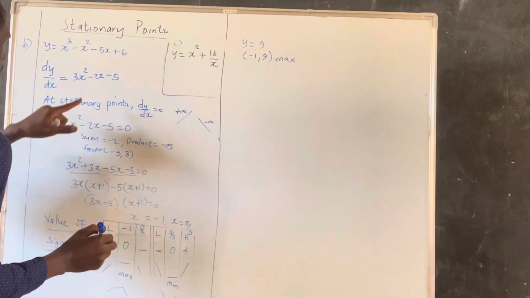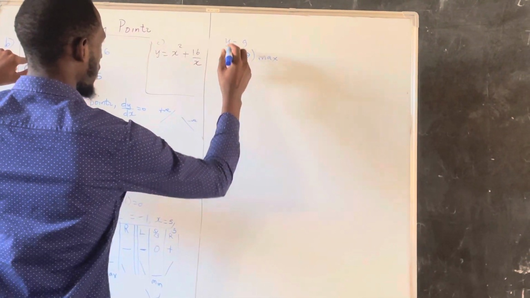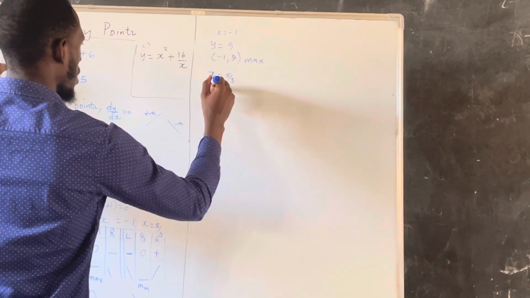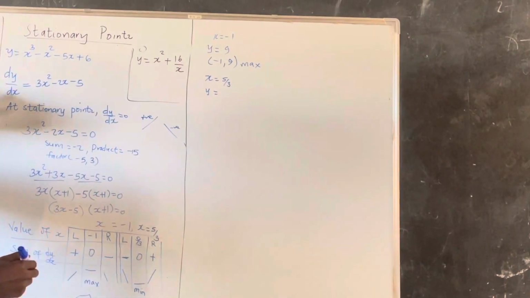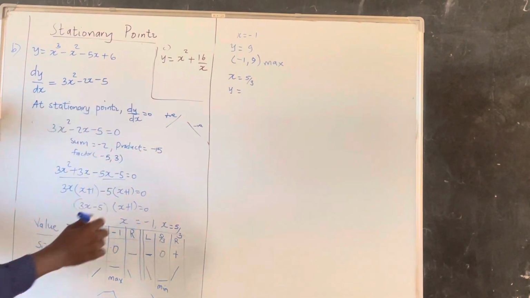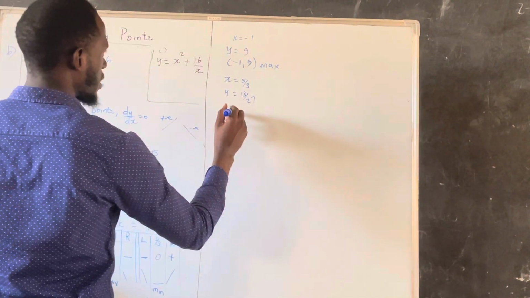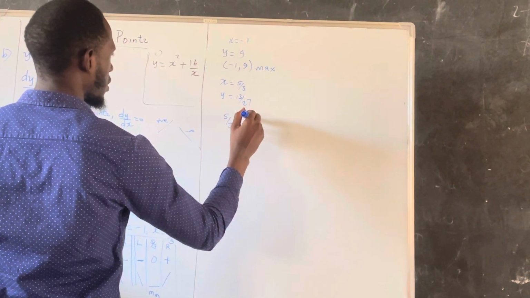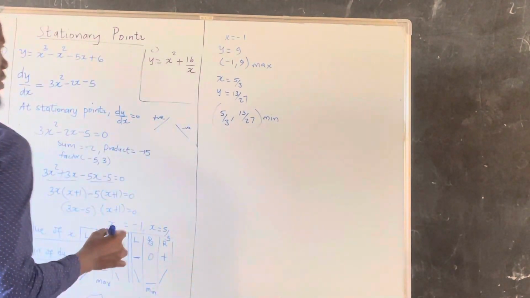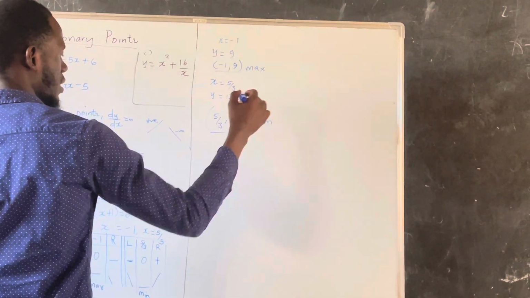Then we also substitute in the value of x as 5/3, and our y value will become maybe 13/27, something like that. So we conclude and say this is 5/3, then 13/27, and this gives us the minimum turning point. So we have established the stationary points, and indeed stationary points are turning points. This is the maximum, this is the minimum.